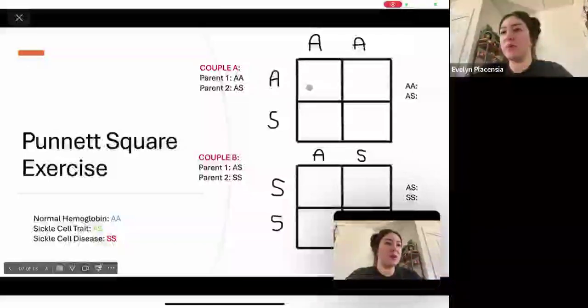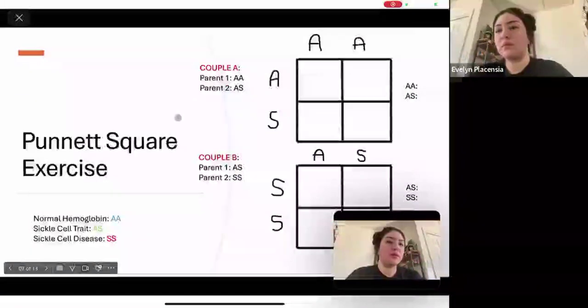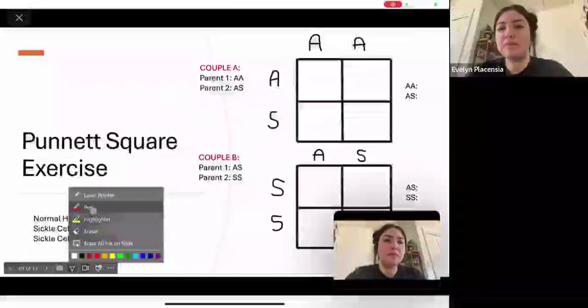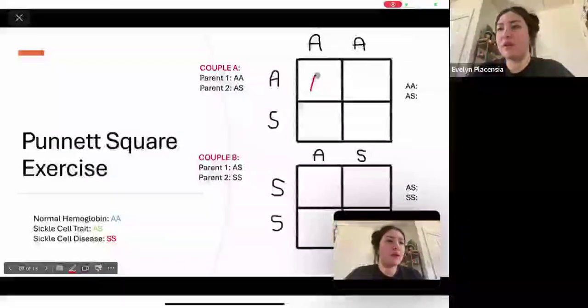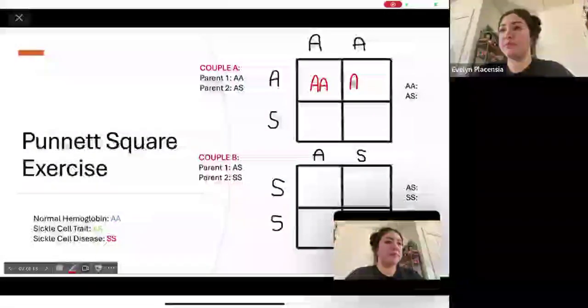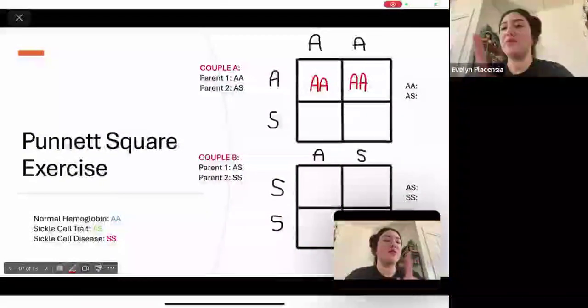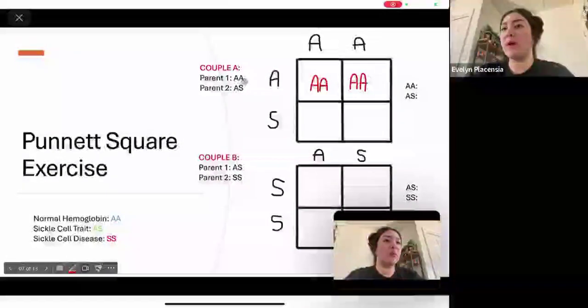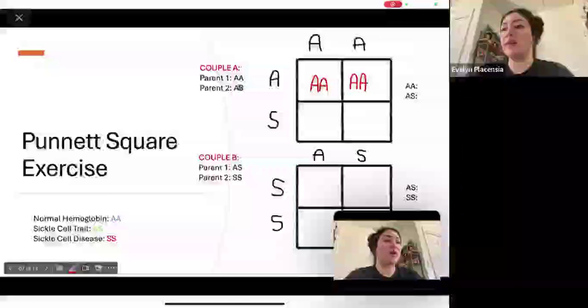So in the first square, that's one normal possibility, that's 25%. We move on to the next square. This is also another 25%. We're at a 50% chance of normal, if you have one normal parent and one carrier parent.